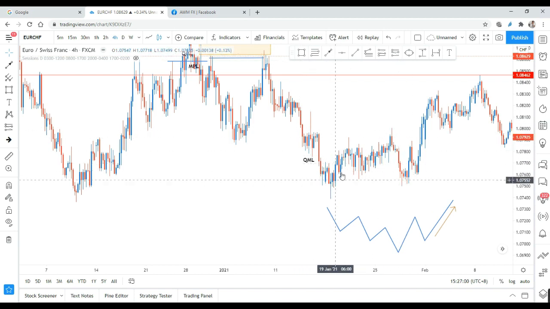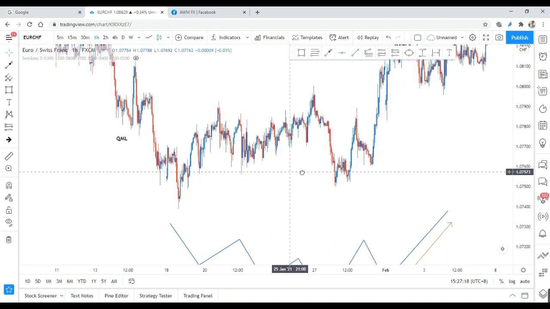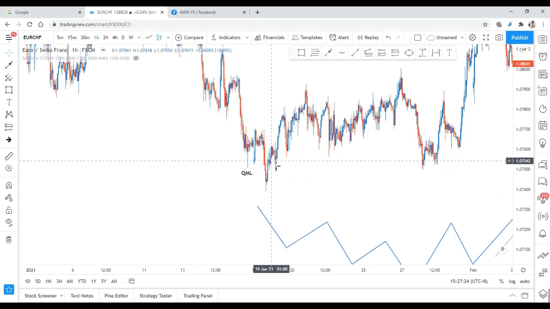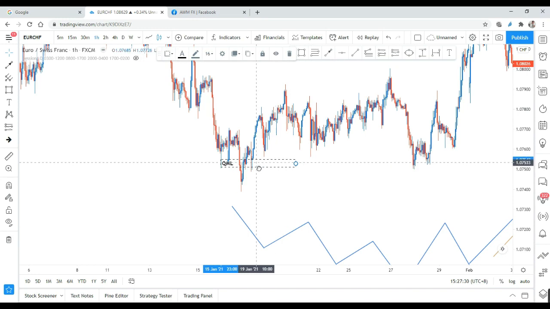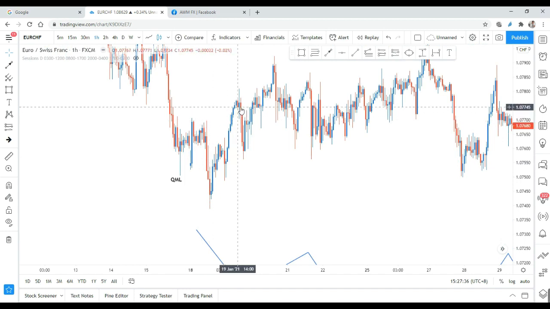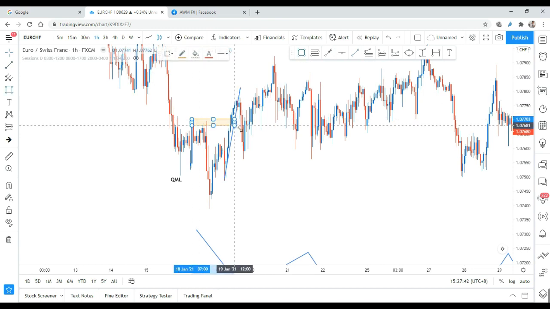But the problem is that this movement is not really that convincing, all right? And then it does not break the upper structure, right? It does not break this upper structure before it comes down, unless, let me switch to H1 and see if there is any possible entry. All right, you might get one over here, your QML over here, low, and then this manipulation. Can you see this manipulation? But we don't have any fresh entry. It breaks this structure. This movement over here, it broke the structure for a QML buy.